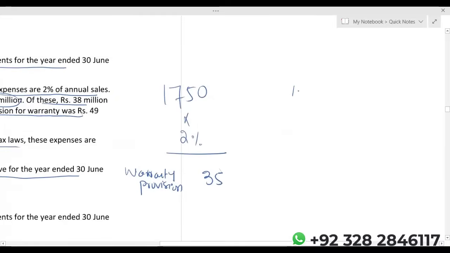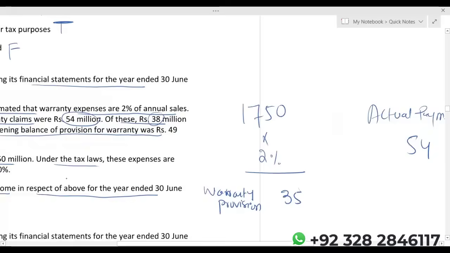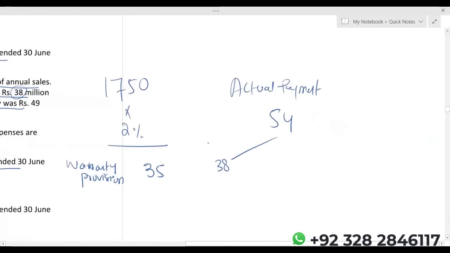Actual payment during the year is 54 million. Out of this 54, 38 million belongs to the previous year. So it means 54 minus 38 belongs to the current year.